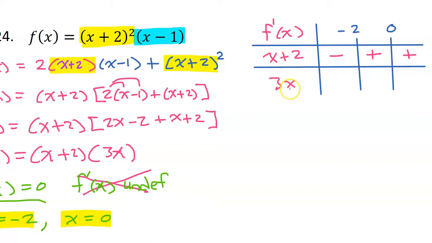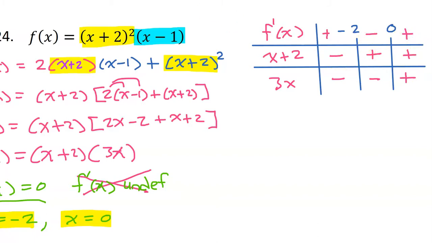For 3x, it's easy to see that if x is negative, then you're going to have a negative value. So for values of x that are less than 0, 3x will be negative. If x is greater than 0, 3x will be positive. What about the overall value of f prime? A negative times a negative is a positive, and a positive times a negative is a negative, and a positive times a positive is a positive.